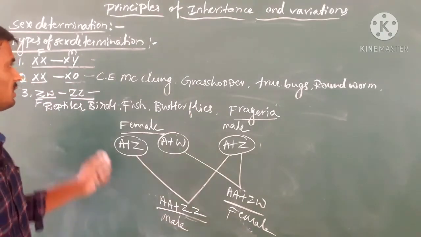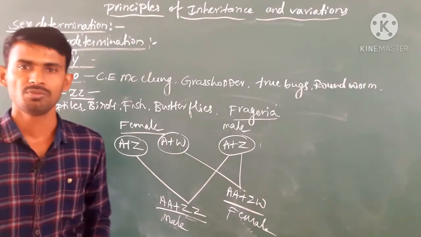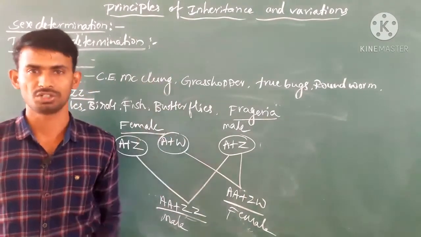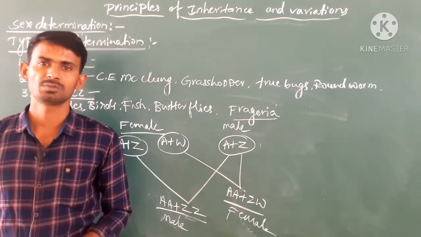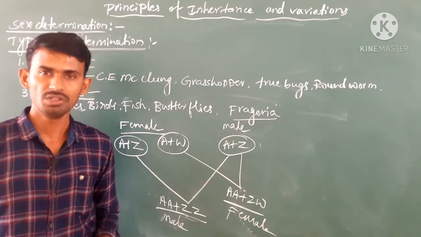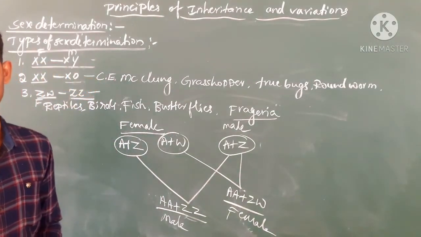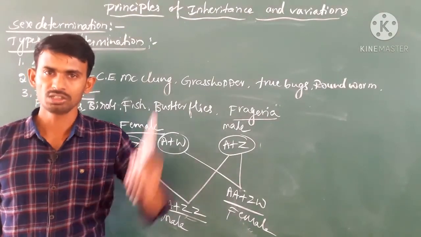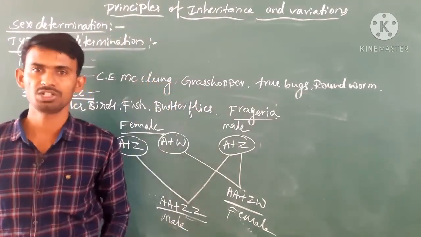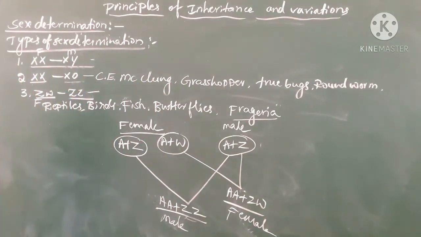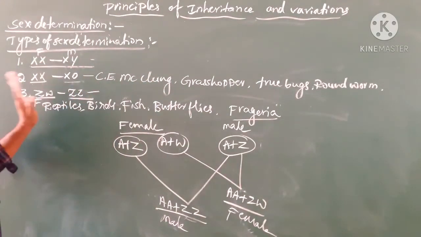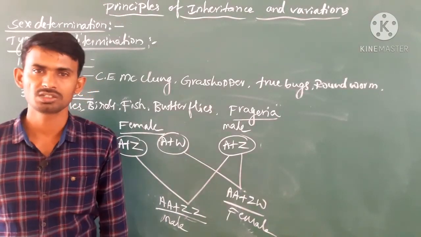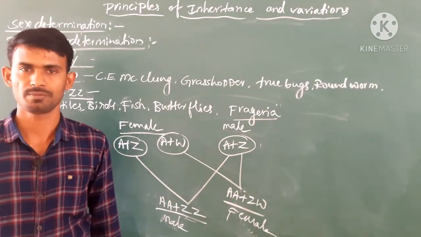Here, dear students, this is a compulsory question for 3 marks, or it may be a 5 marks question in the board examination. The question will be like this: explain sex determination with a suitable example. For any of these, you should explain for the 3 marks. Explaining the sex determination carries 2 marks. Clear? These are the most common types, or 3 methods, of sex determination. Clear?